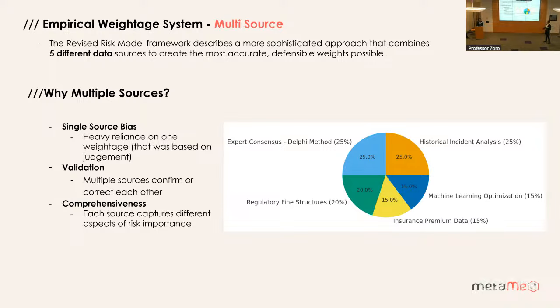Why multiple sources is because there was always a heavy reliance on weightage, but it was all something that the previous team came up with, so there was no validation behind it. There was no judgment. It was what they felt should be assigned a higher score. Apart from that, multiple sources confirm that you're on the right track. And we also wanted to capture the essence of every participant in the marketplace. It could be the market, the regulatory bodies, or the people who are buying the data.